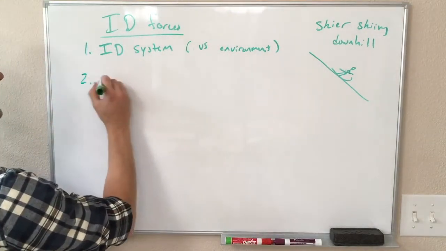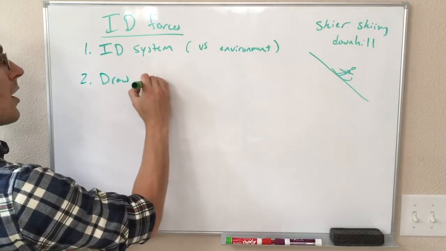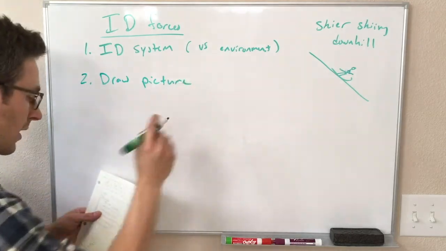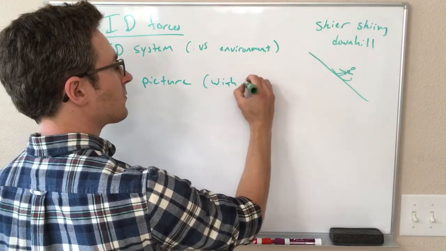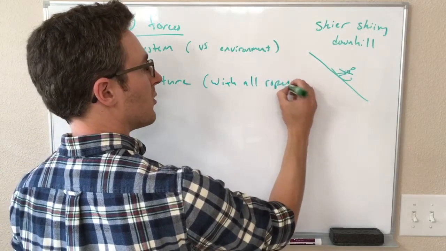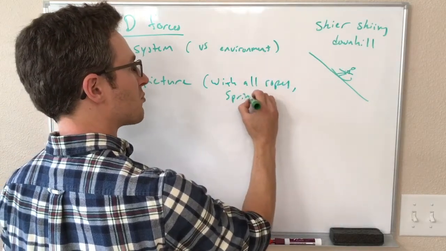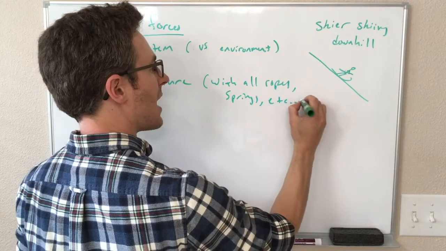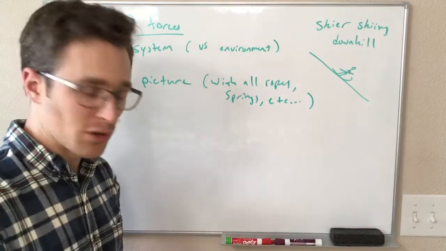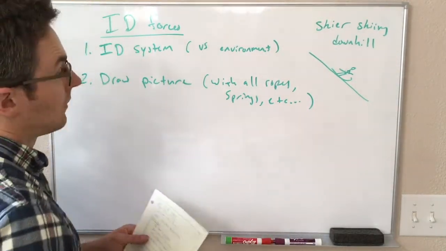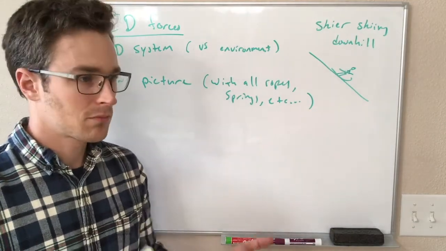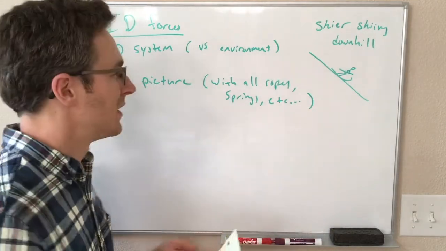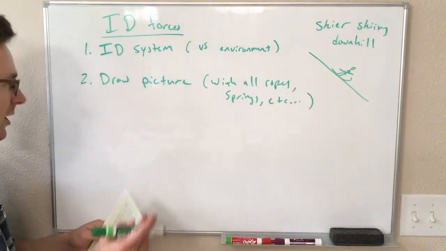So step 2 is to draw a picture if you have not already. And this needs to include all things like ropes, springs, anything else that might be exerting a force on the object. As always, the picture doesn't have to be good. Instead of a skier, I could draw a square, and the picture will work just as well.